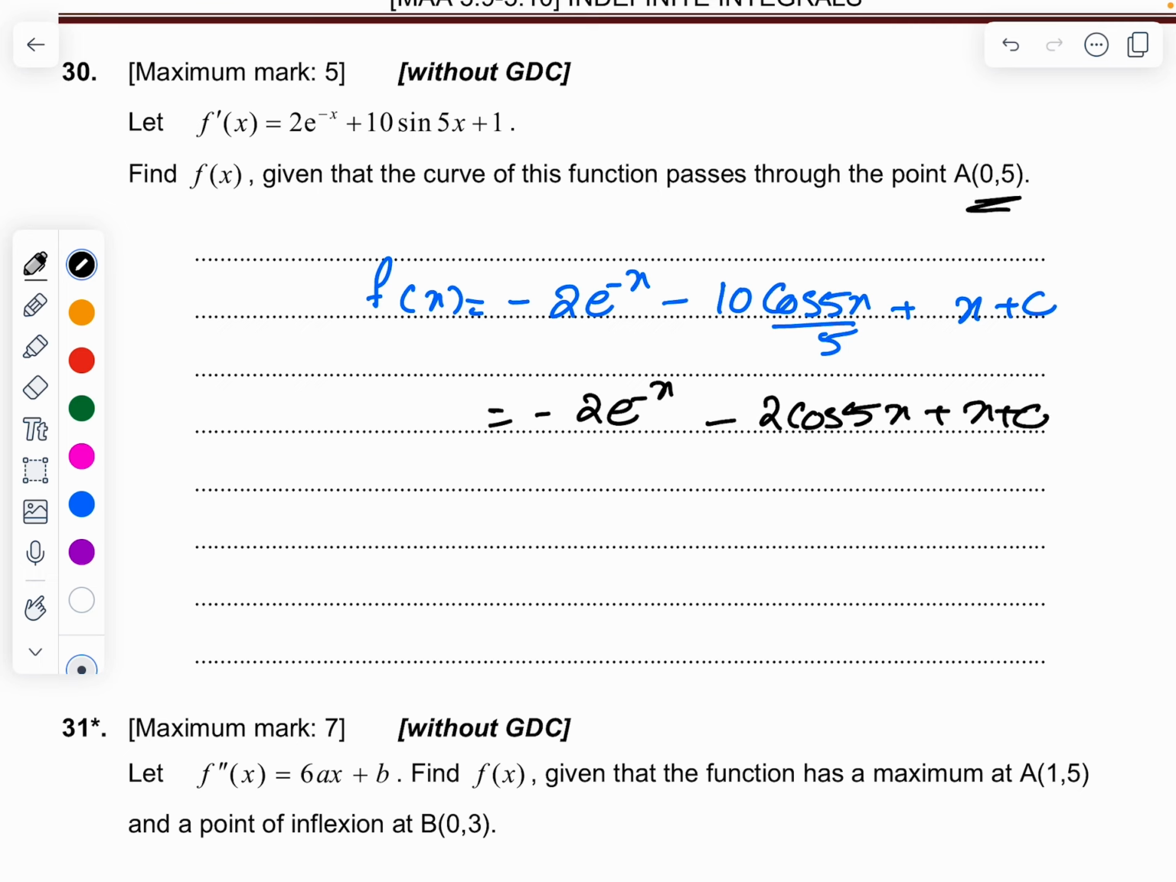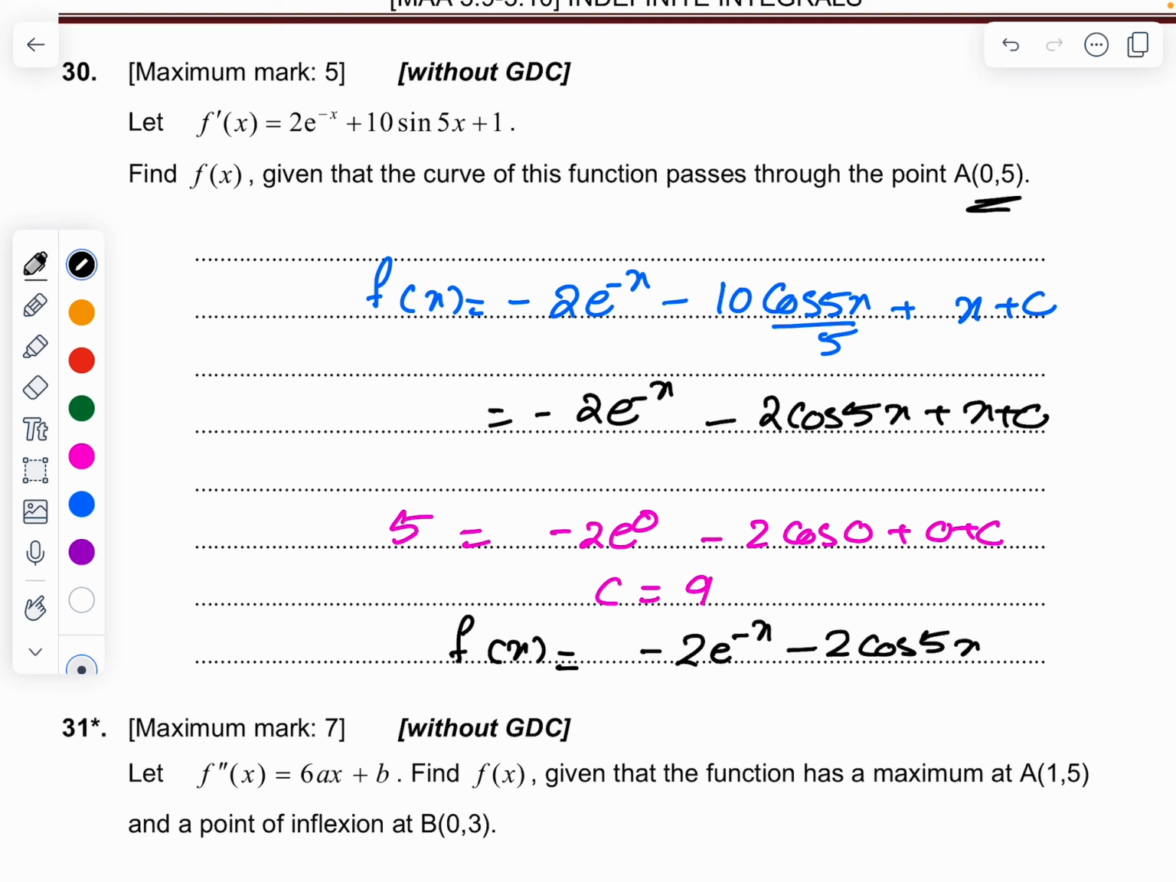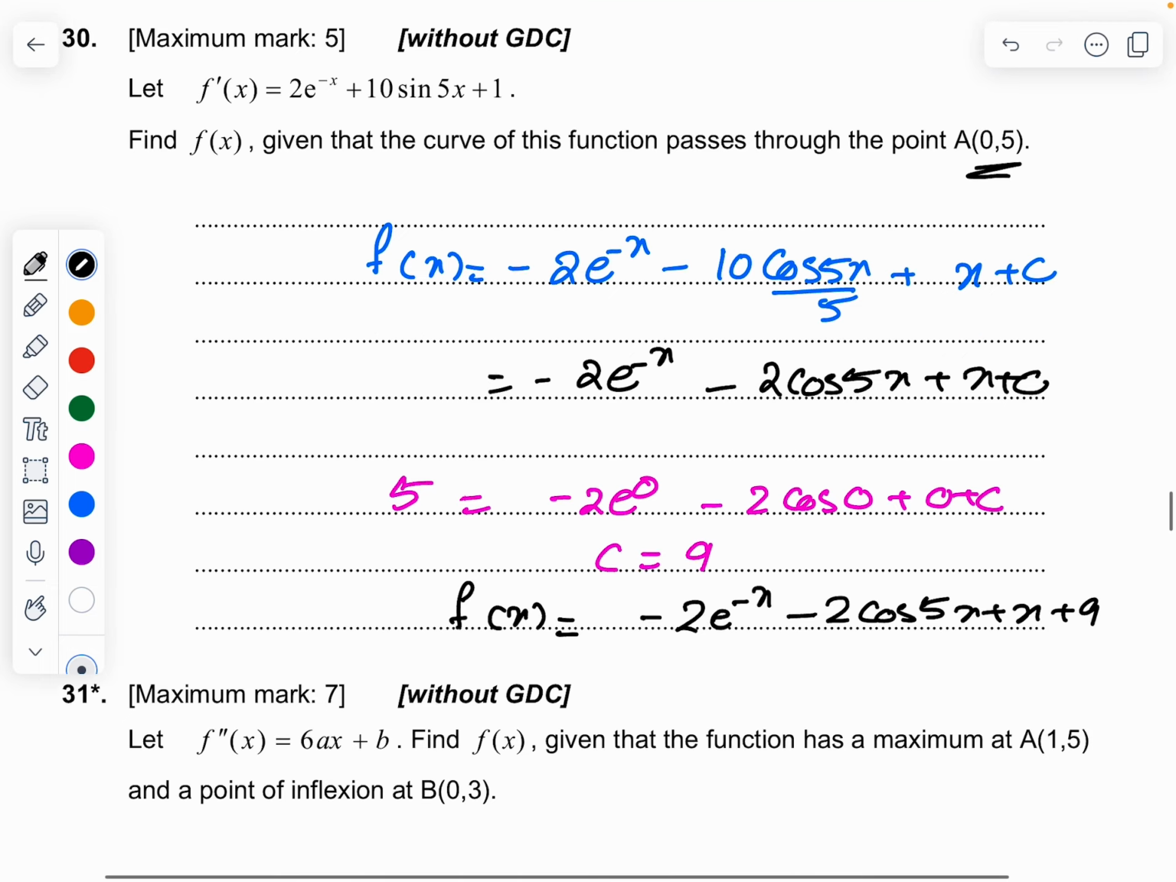Now 0 comma 5, substitute 0 comma 5 in that. 5 equals minus 2 e power 0 minus 2 cosine 0 plus 0 plus c. This gives me the c value as 9. So what is going to be f of x? f of x will be minus 2 e power minus x minus 2 cosine 5x plus x plus 9.